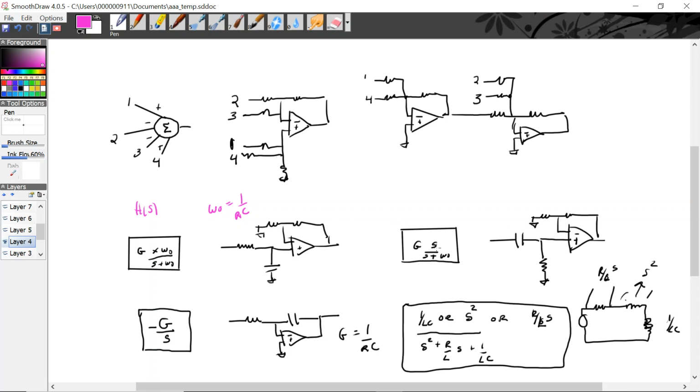We have the high pass version of that, where we just reverse the capacitor and the resistor, but we still have our gain, right? And we can set the gain here independently of the cutoff frequency, right? We have other transfer functions that we know. Minus G over S, right, where G is 1 over RC. That's an inverting integrator. If I wanted to make it non-inverting, I could add an inverting stage.